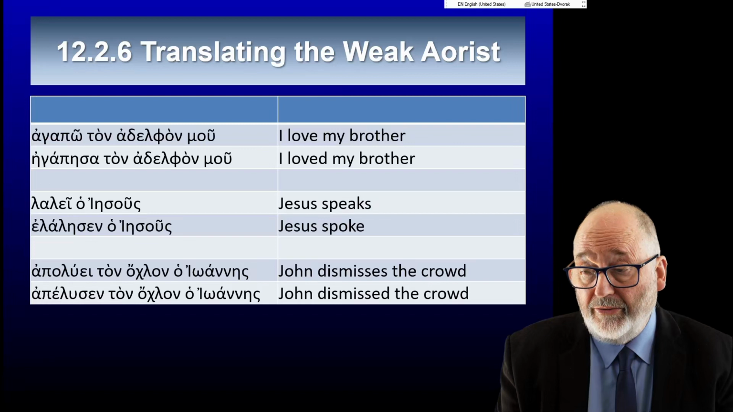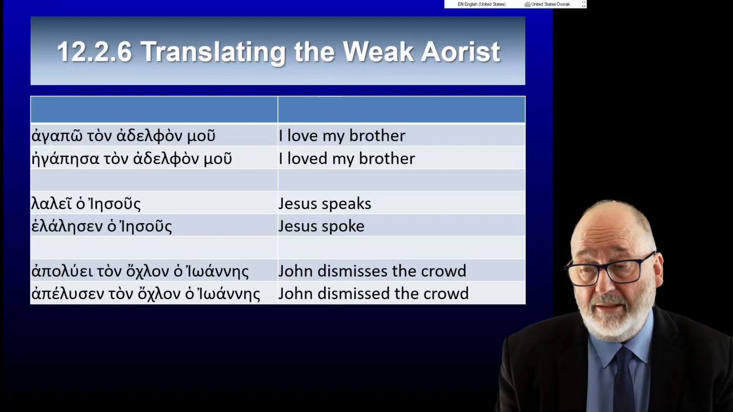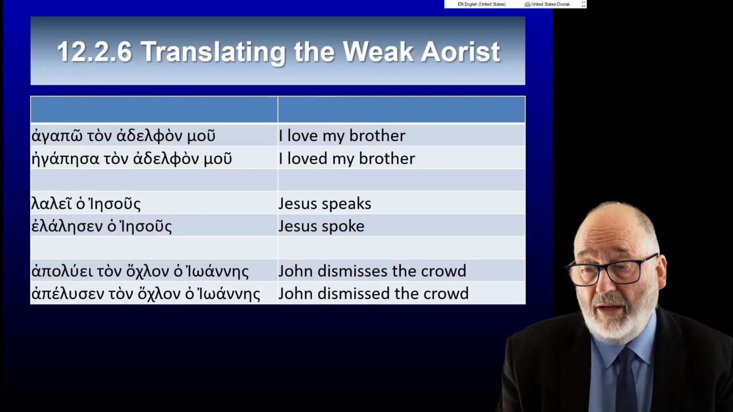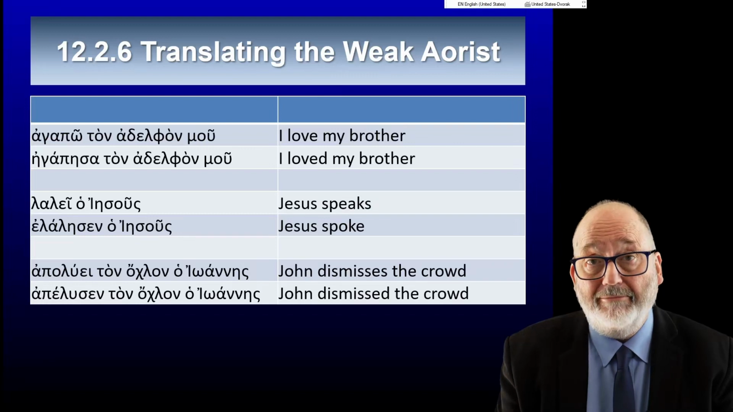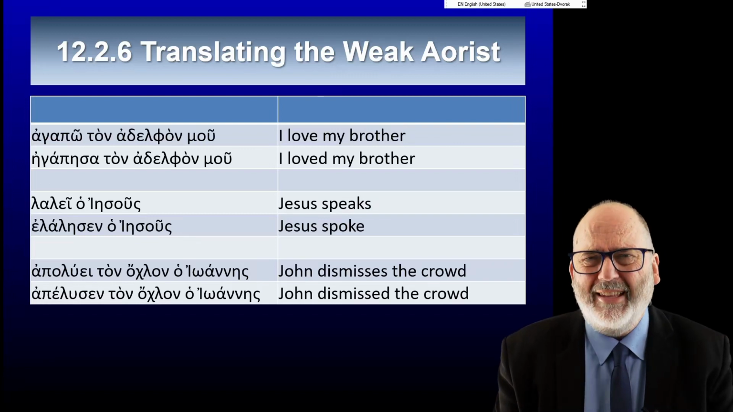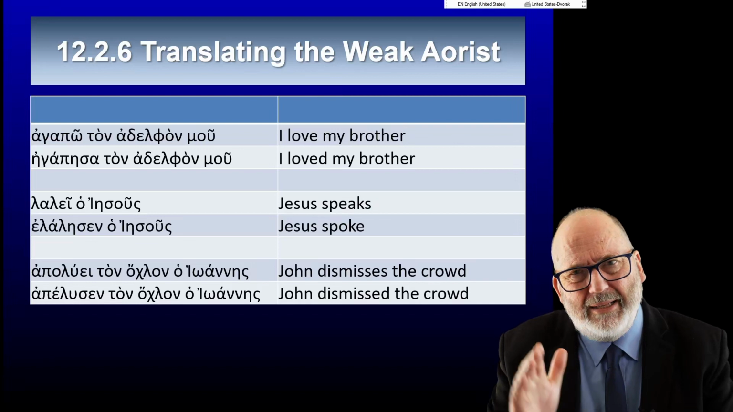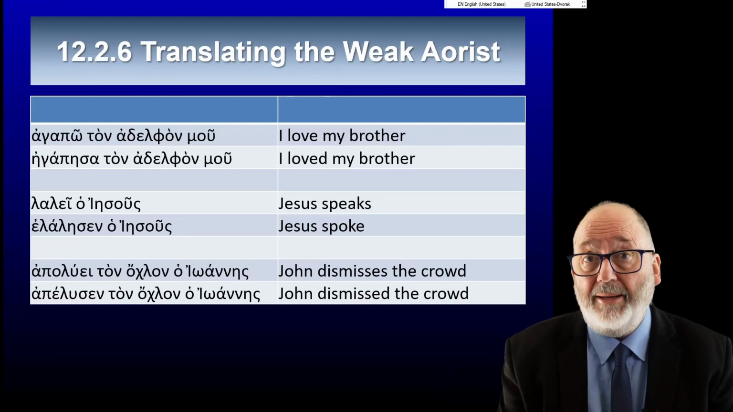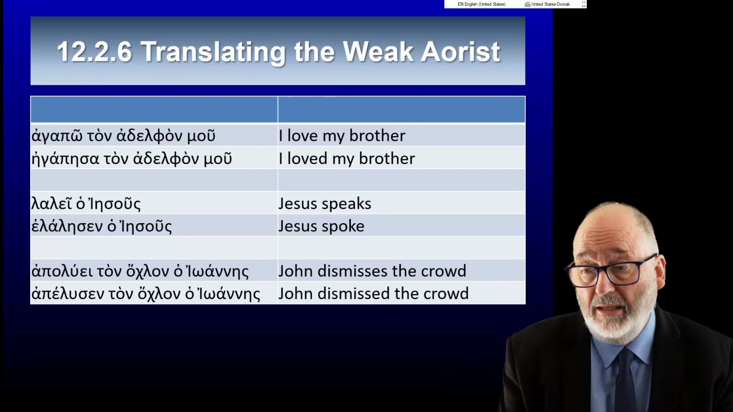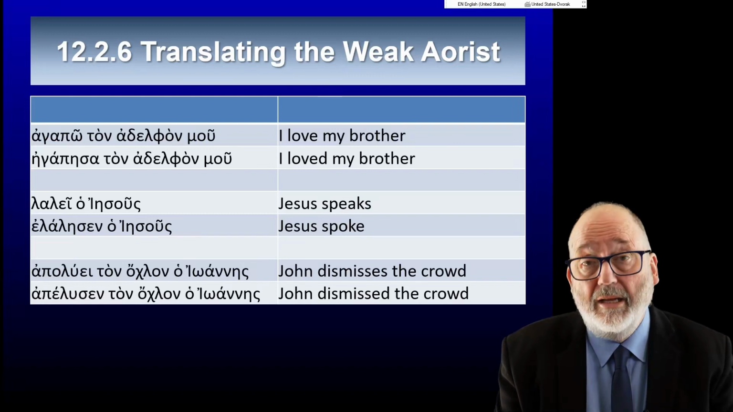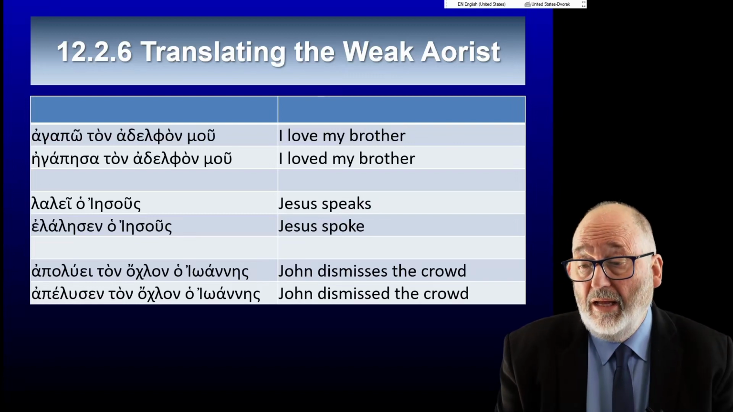Lalei ho Iesous, Jesus speaks, present tense. Elalesen ho Iesous, Jesus spoke. Laleo, an eo verb, easy, becomes esa at the end and add an epsilon at the beginning. Elalesen ho Iesous.